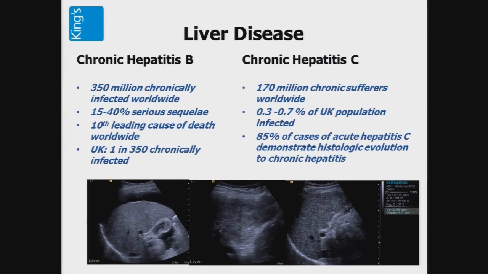Chronic hepatitis B and chronic hepatitis C are the two main chronic liver diseases that affect the liver to give you chronic liver disease. If you look at the United Kingdom, 1 in 350 people are chronically infected with hepatitis B, and 0.3 to 0.7% of the UK population is infected. This translates to a patient population at King's College Hospital, for instance, of 9,000 people in the chronic hepatitis clinic. So this is an enormous problem for us, and it will become a bigger problem in the future.